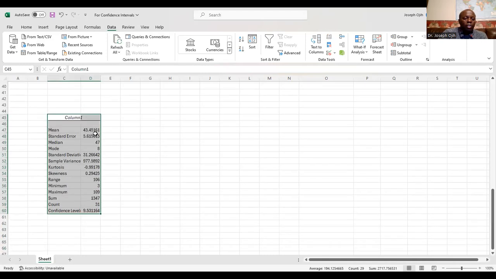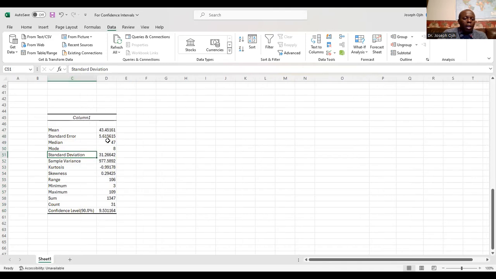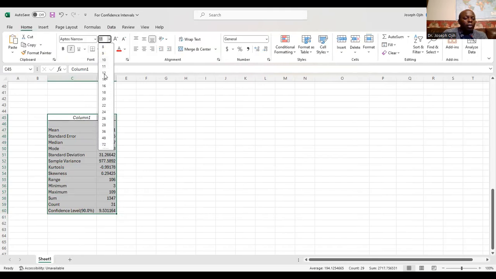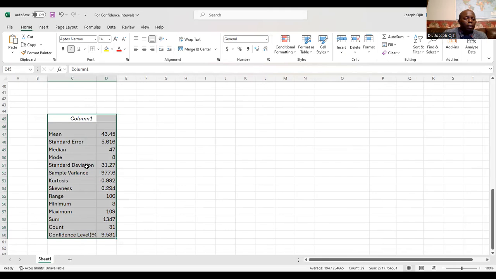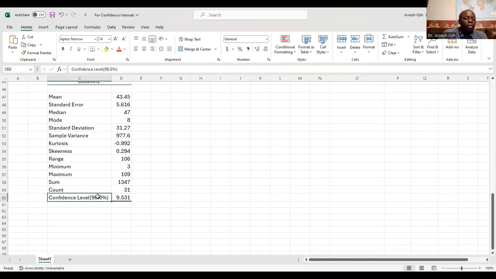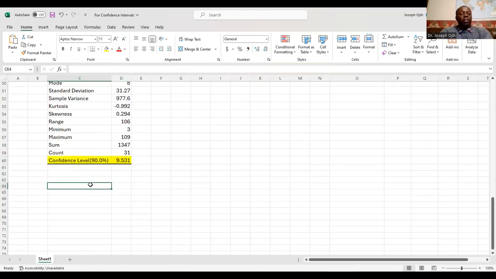See, it gives you all the summary statistics. You can see from here, it places it where I want it to place it. I'm gonna make this a little bit bigger. You can see that it basically did everything for us. Okay. Confidence level. Okay. So this is your critical, the error margin right here. Error margin right here for this. See, 90% error margin.